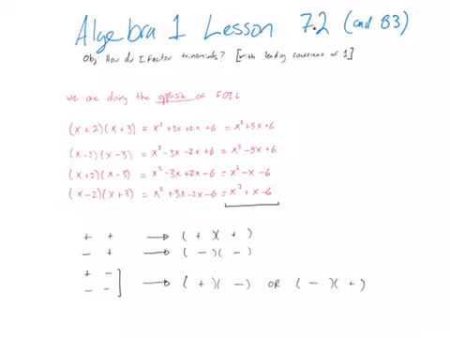This is lesson 72, and it's also including lesson 83, but really 83 is just a few special cases of lesson 72, so it's really all together. We're just going to do them all at once. And our objective is simply, how do you factor trinomials?